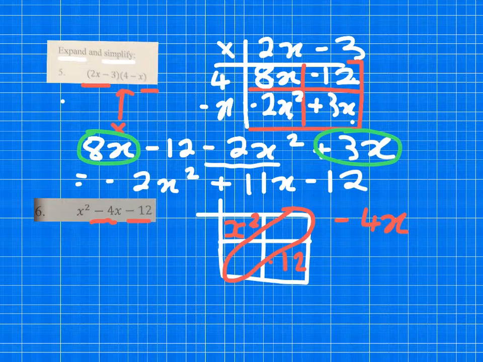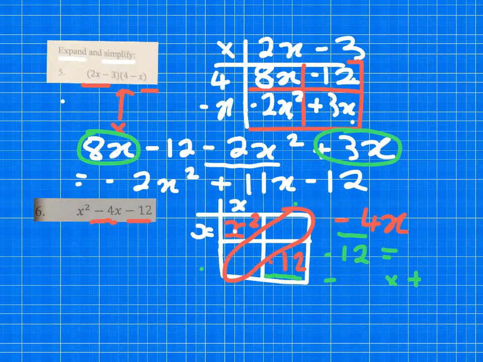What we're looking for then, if this is x squared, we know that we've got to have an x times an x. But the tricky bit is to realise that we need minus 12, and these two numbers here must multiply together to make minus 12, and must also add together to make minus 4x. So when you're making minus 12, we need one positive number and one negative number. So a negative number times a positive number must give us negative 12.